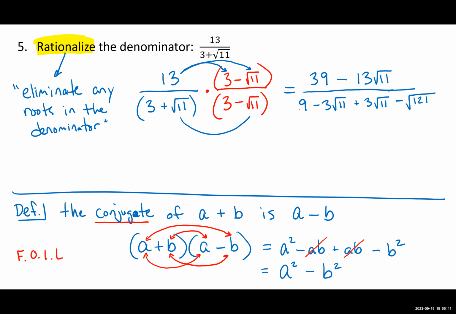Right? So it looks a little complicated at first, but on the bottom of the fraction, that's just a whole number. That simplifies to a whole number, because the negative 3 square root of 11 cancels out with the positive 3 square root of 11. And the square root of 121 is equal to 11. So what we end up with, on top, we've got 39 minus 13 square root 11. And on the bottom, we still have that 9 in front. Cancel, cancel, minus 11.